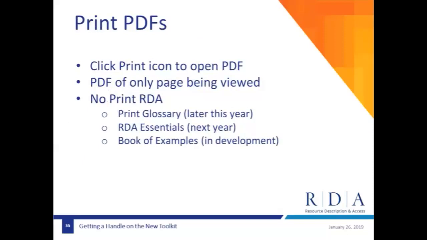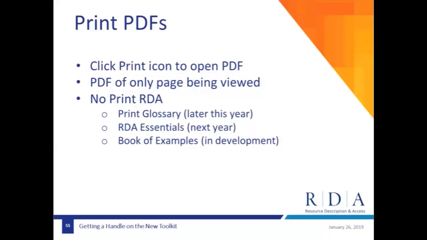In the original toolkit, when you clicked on print, you got the whole chapter that was associated with it, the entirety of the chapter. In this case, if you're on the carrier type page, you're just going to get the carrier type file when you click print for the PDF. And that'll be true of guidance chapters. If you're in a guidance chapter, the page you're looking at is the PDF you're going to get. You won't get anything more than that.